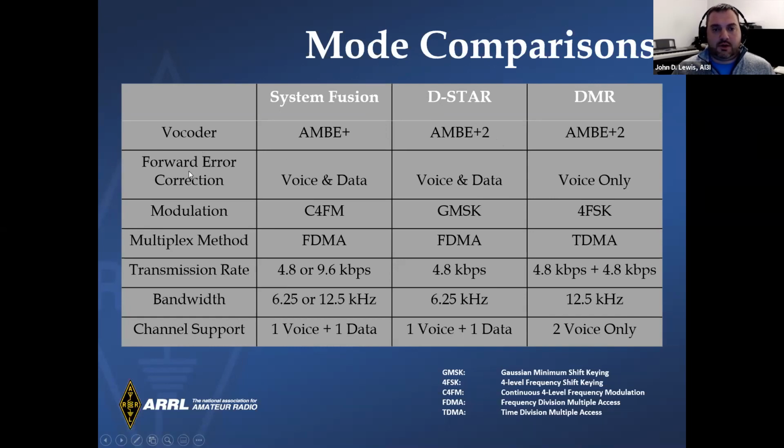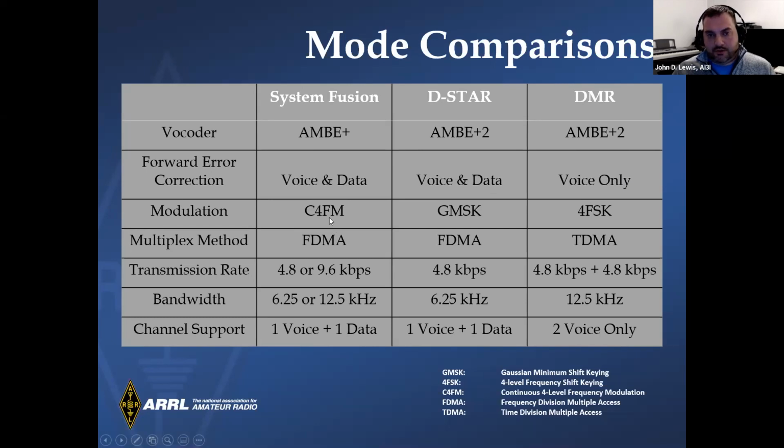So forward error correction, System Fusion does voice and data, and D-Star, right? We talked about those a little bit. These have distinct data payloads. DMR really sends no data. I don't want to say that's technically true. You can send text messages on DMR. You can send a little bit of APRS. But as far as forward error correction and data streams, it's pretty much voice only.